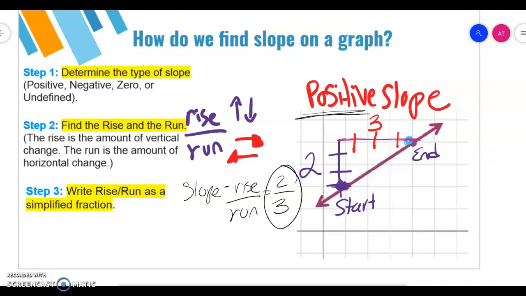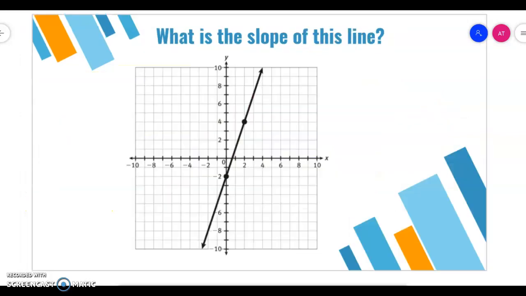So if we had something like 12 over 3, we would simplify it. Or 16 over 4, we would simplify it. In this case, we don't need to simplify because 2 can't go into 3 and they don't share a common number except for 1. So we're going to leave it as 2 over 3. So let's look at some examples and go over a few before you get to your checkpoint.